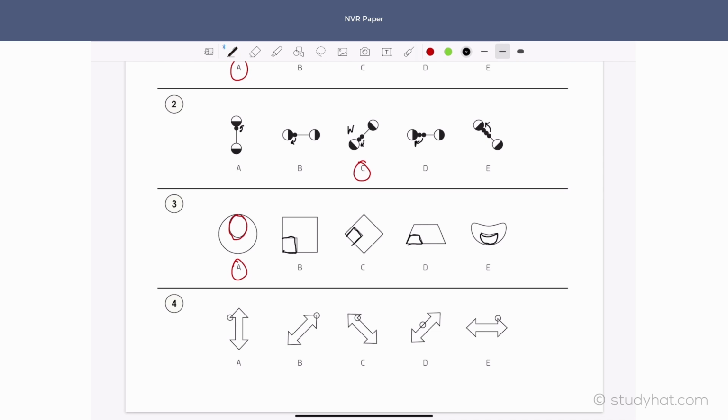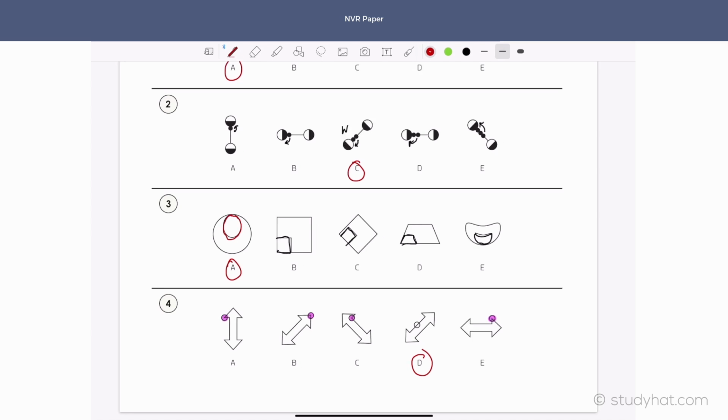In question 4, let's have a look at the placement of the circles. So here the circle is on a corner, a tip, on a corner. Here it's on the side, and here it's on a corner. So that tells us that D must be the odd one out because the circle is not on a corner.